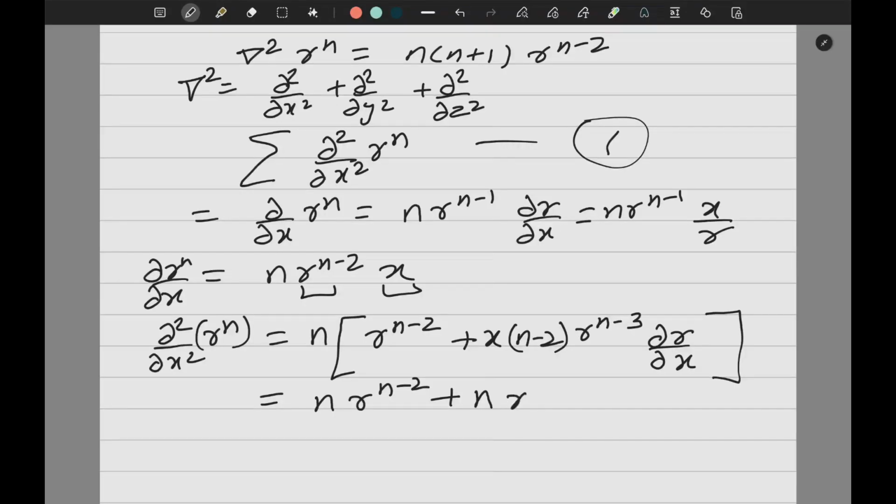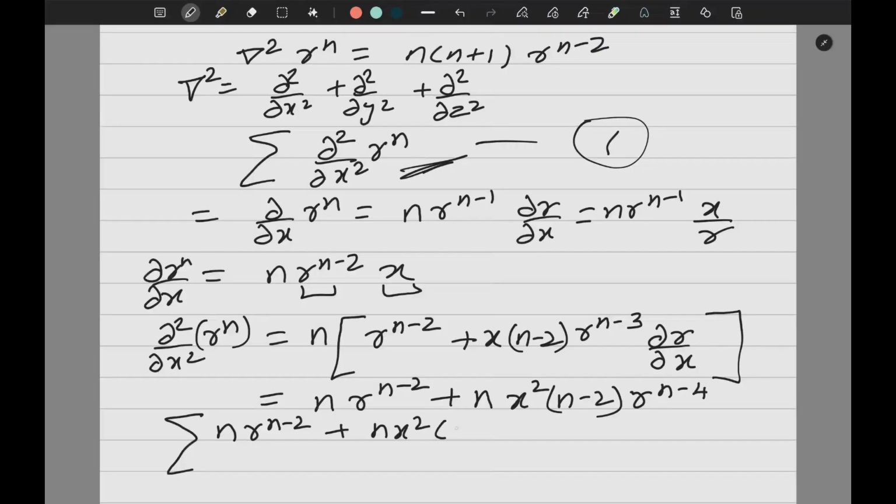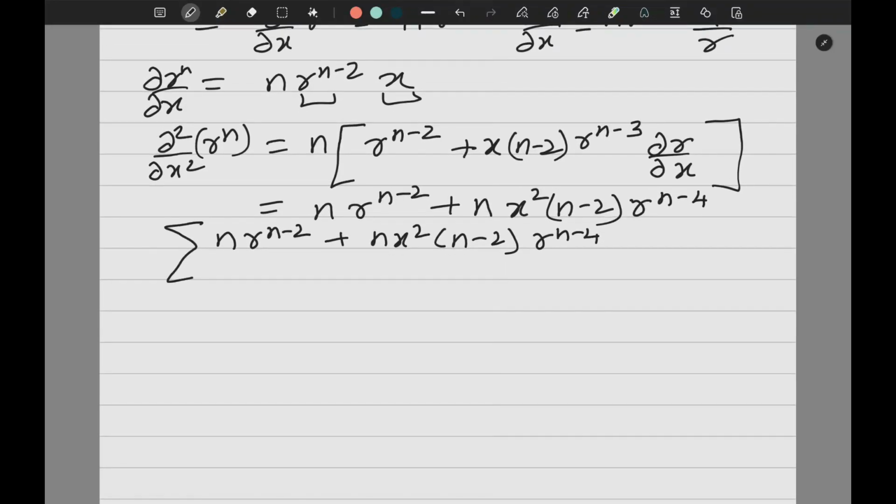X by r. So x square n minus 2 and r to the power n minus 4. Now this value I should substitute in this summation, right? So when I am doing this with summation, so summation n r to the power n minus 2 plus n x square n minus 2 r to the power n minus 4. Now let me open it.